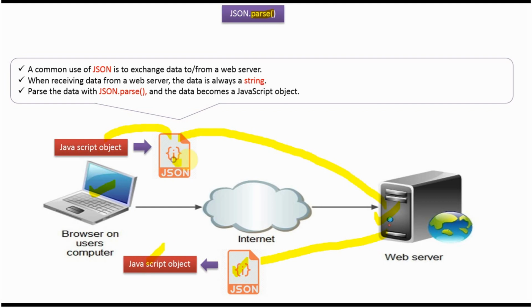The common use of JSON is to exchange data to the web server and from the web server. And when receiving data from the web server, the data is always a string. And using the parse method of JSON, we can convert JSON to a JavaScript object.